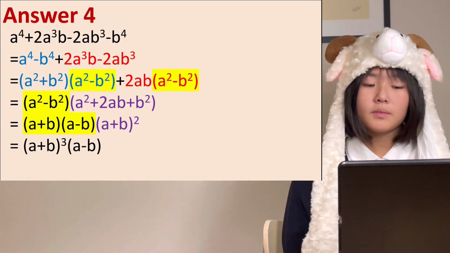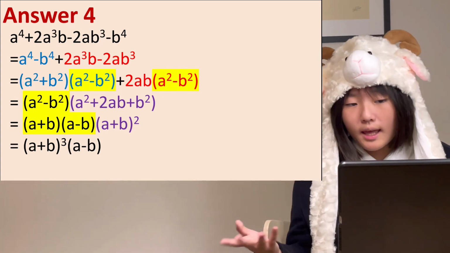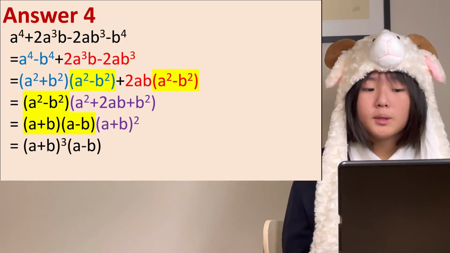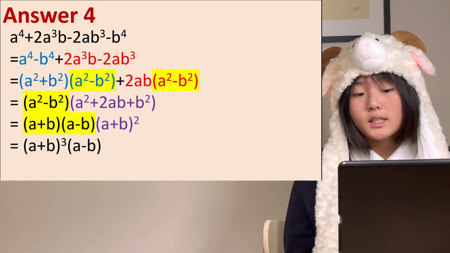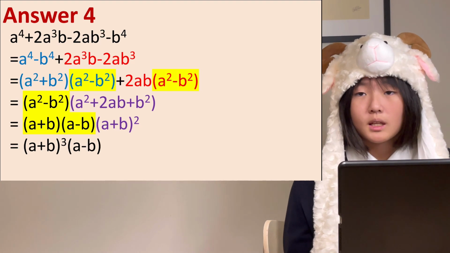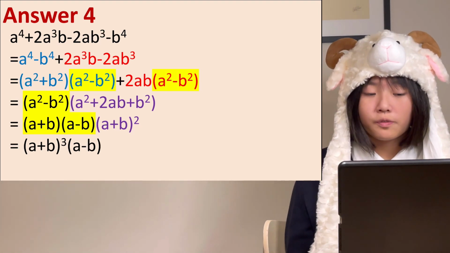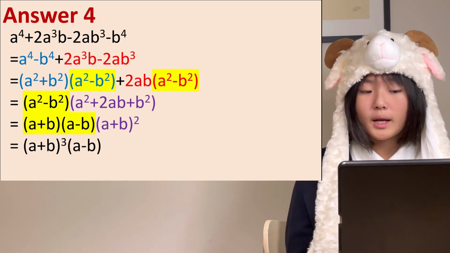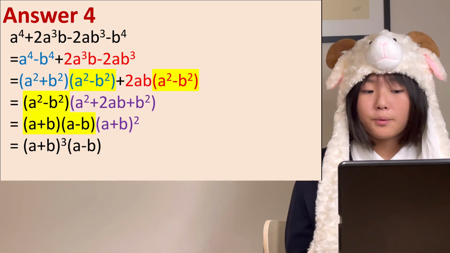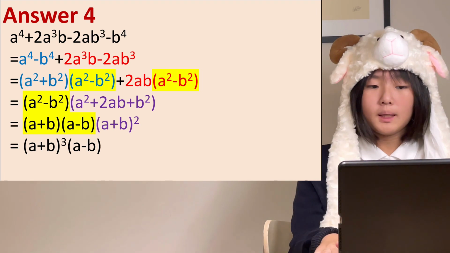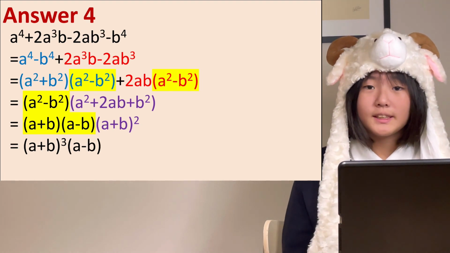which you can then factorize again into brackets a plus b brackets a minus b brackets a plus b to the power of 2. So then your final fully factorized equation becomes brackets a plus b to the power of 3 times brackets a minus b. And that is it for today's video.